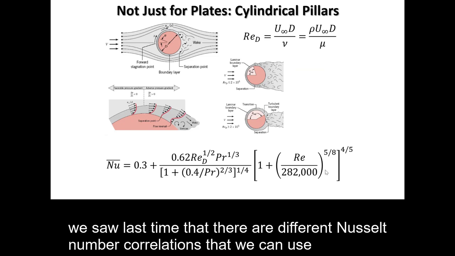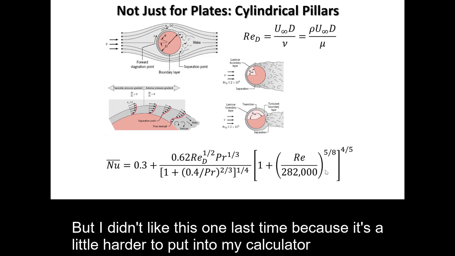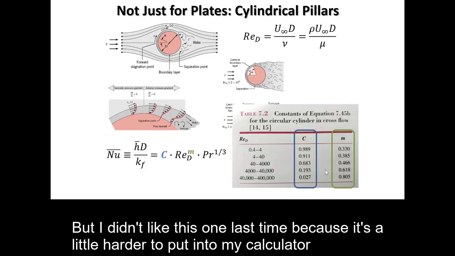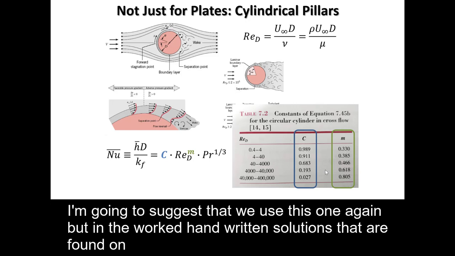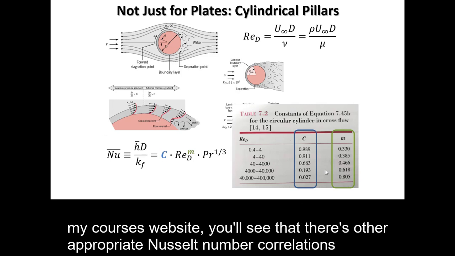We saw last time that there are different Nusselt number correlations that we can use. Here's one, but I didn't like this one last time because it's a little harder to put into my calculator. We'll skip it again. Here's the one we used for example 2. I'm going to suggest that we use this one again, but in the worked written solutions that are found on the My Courses website, you'll see that there's other appropriate Nusselt number correlations.